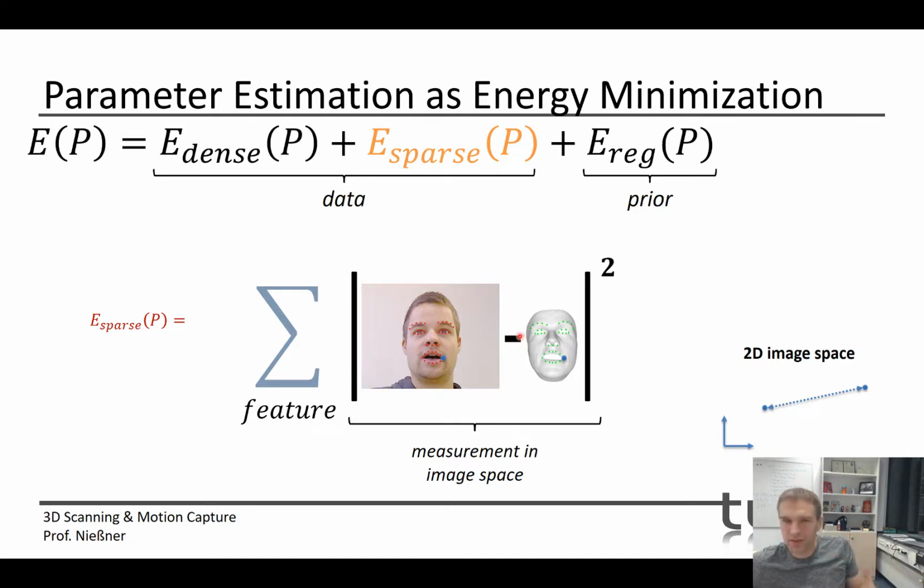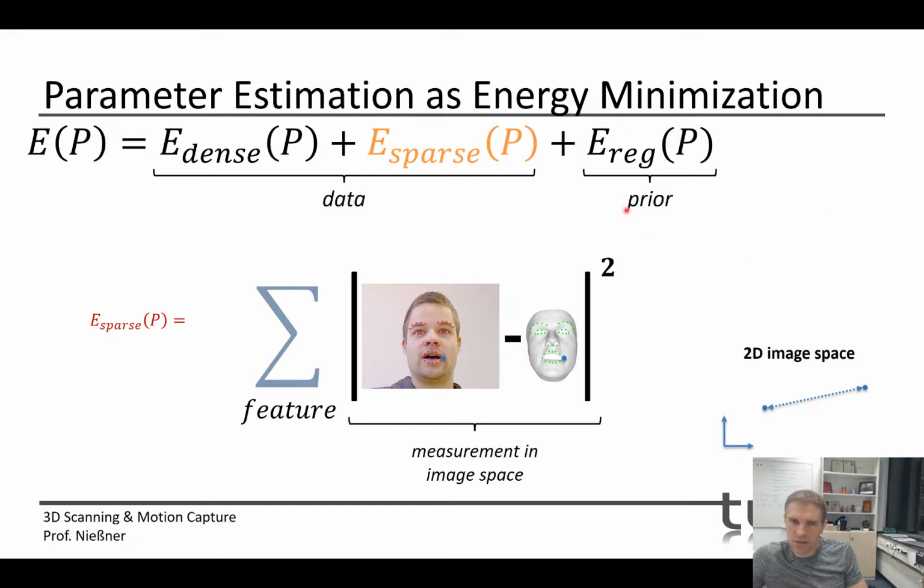And if you think this is repetitive, then this is great, because then you understood a lot of the concepts of how to design these energies. So you optimize sparse first, you get close enough. Once you're close enough, you get good correspondences for the dense ones, and then you give more weight to the dense terms eventually. Okay, and then there's another term here that I haven't talked about yet.